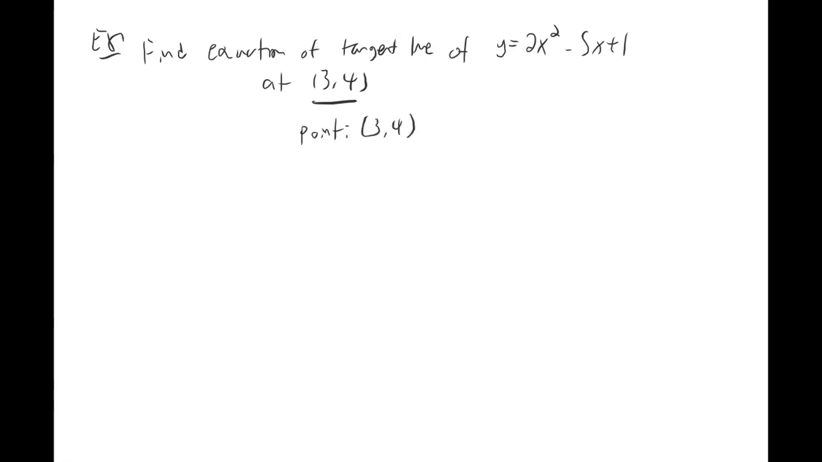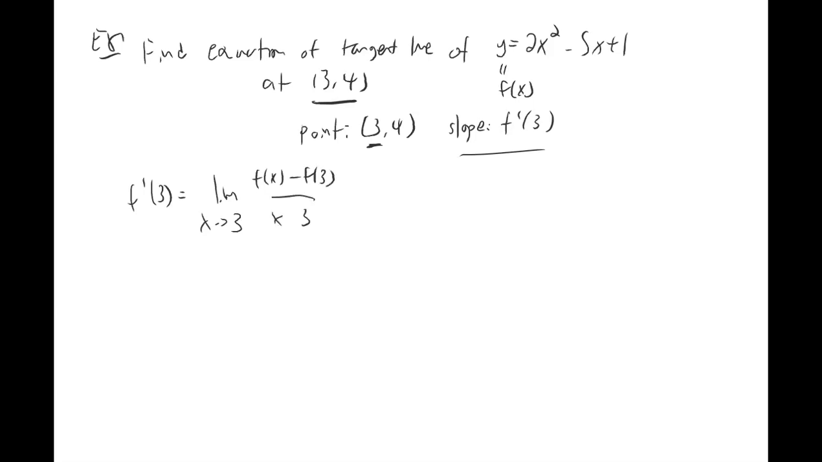Well, how do I find the slope? I know this is the tangent line at x equals 3. If this is f of x, then the tangent line should have slope f prime of 3, because my x value is 3. Right now we don't have this, but we can find it. You do the same thing. As x goes to 3, this is f prime at 3, the limit of f of x minus f of 3 over x minus 3.